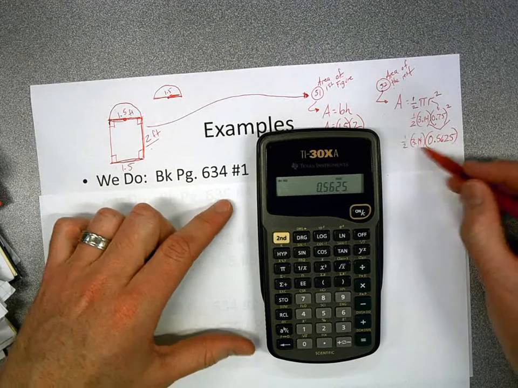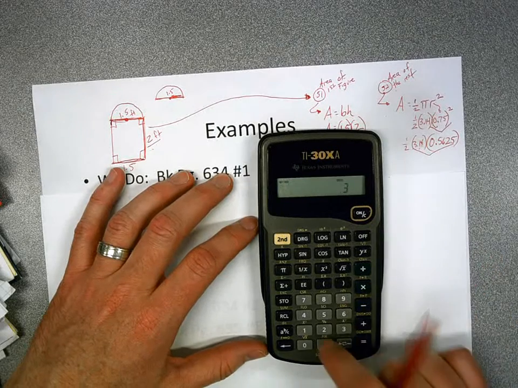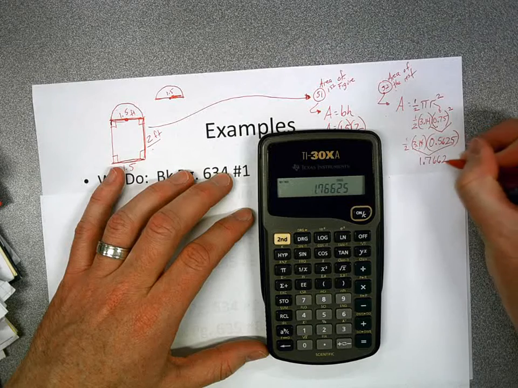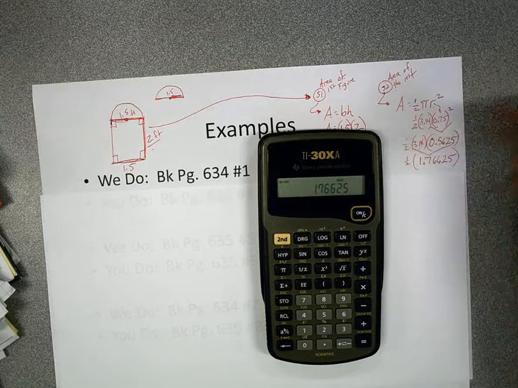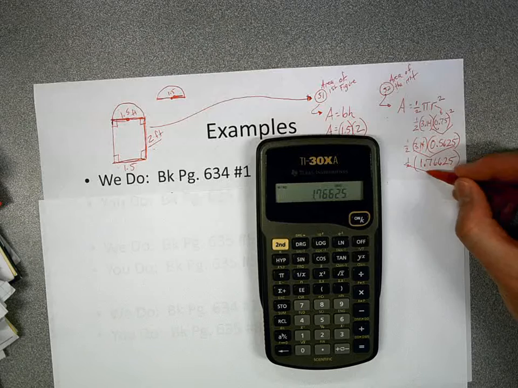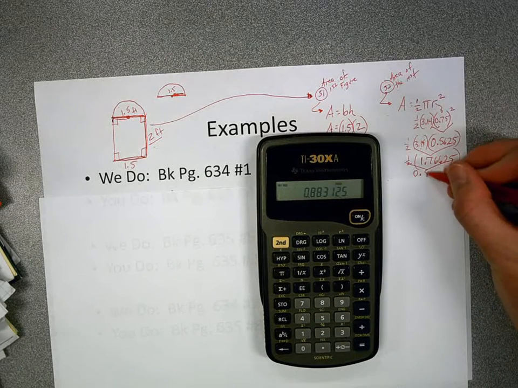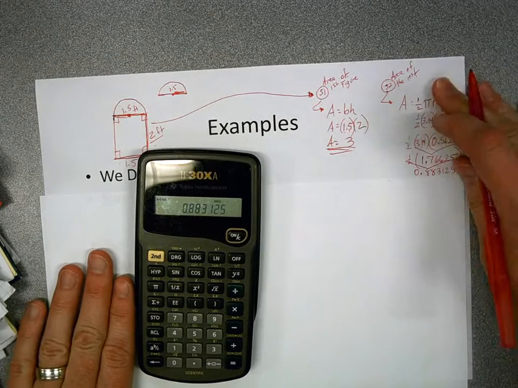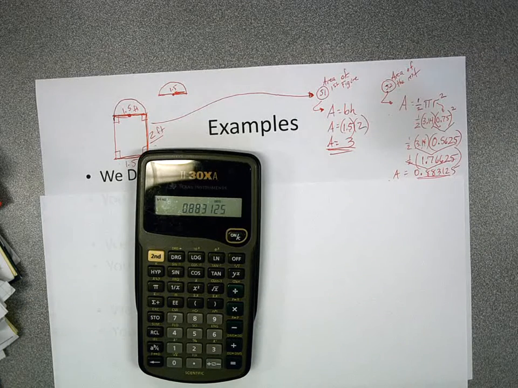Now, since this is already in the calculator, I'm going to multiply it with 3.14. 3.14 equals, and I get this pretty long answer there. And then I'm going to multiply it by 1/2. Or, like we've talked about, in the calculator I can divide it by 2. Equals, and here's what I get. 0.883125. That is the area of our semicircle. It's less than 1 square foot.